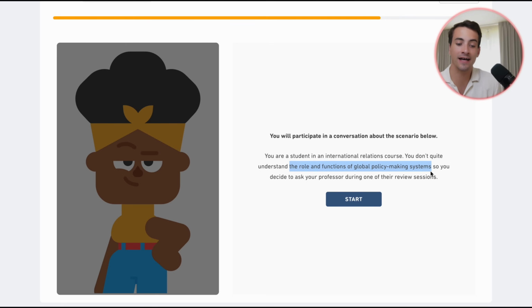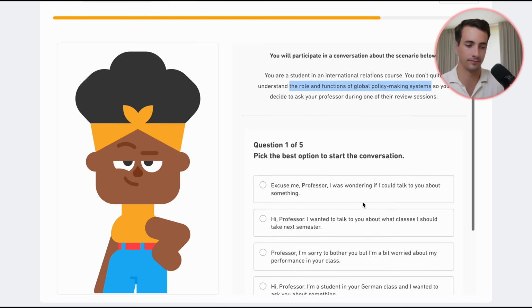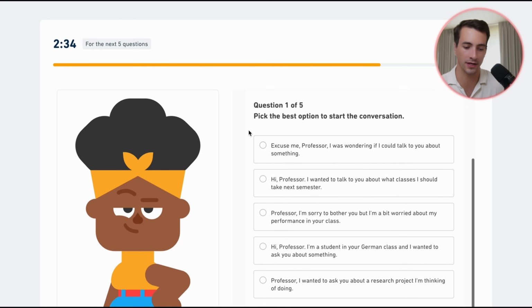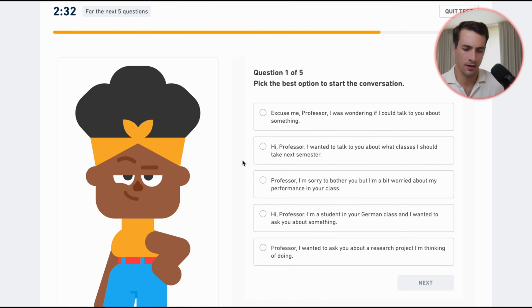So you decide to ask your professor during one of their review sessions. All right, so you are at a review session. You're asking a professor for help about the role and functions of global policy making systems in your international relations course. So a lot of details there that are very important to keep in mind. All right, the other thing to note, you only have one timer for 5 questions. So I'm going to need to move pretty fast here to make sure I get through all these questions. All right, so let's see.